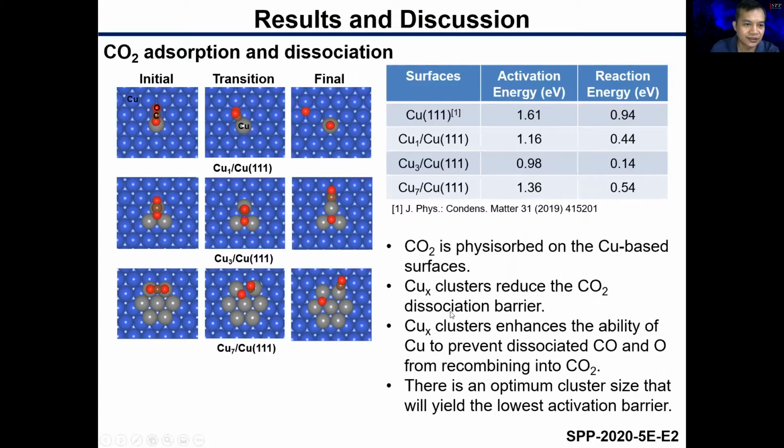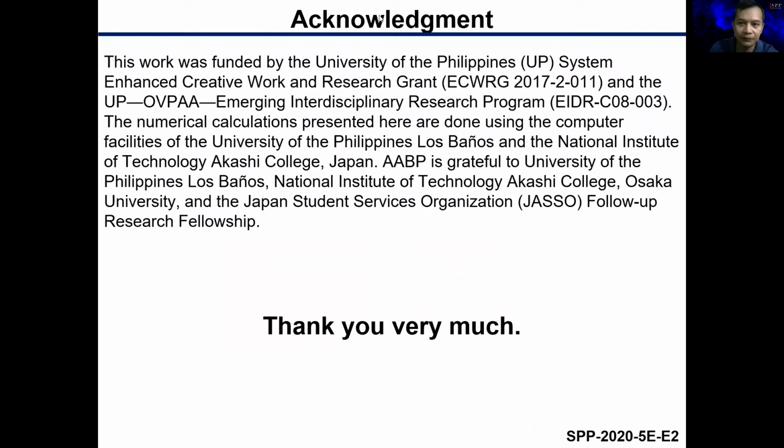Carbon dioxide is physisorbed on the surfaces. Compared to the flat copper surface, the activation energy is lower on copper clusters due to the more reactive nature of the cluster atoms. Furthermore, the dissociated species are more stable on the clusters, which enhances the ability of copper atoms to prevent dissociated CO and O from recombining into CO2. The results also show that for these systems, there is an optimum cluster size that will yield the lowest activation barrier for CO2 dissociation. Thank you very much.